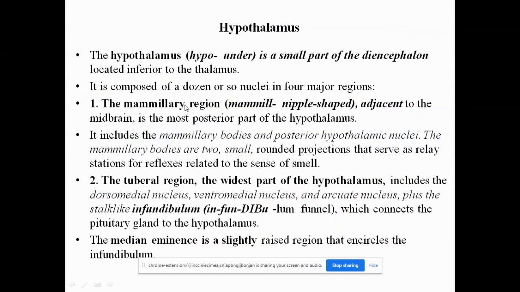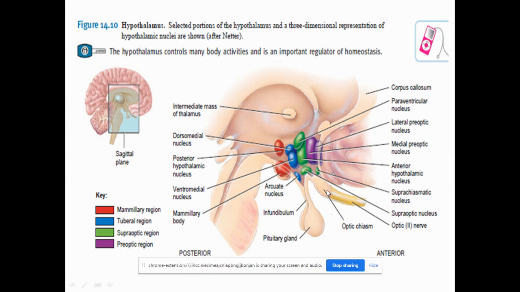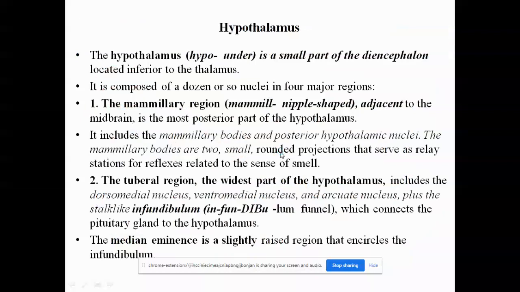What is the mammillary region? Mammillary region, as the name says, is nipple shaped. It is present adjacent to the midbrain, and it is the most posterior part of the hypothalamus. So as we have seen, it includes the mammillary bodies and the posterior hypothalamic nucleus. The mammillary bodies are two small rounded projections that serve as relay stations for reflexes related to the sense of smell. So they are related to the sense of smell.